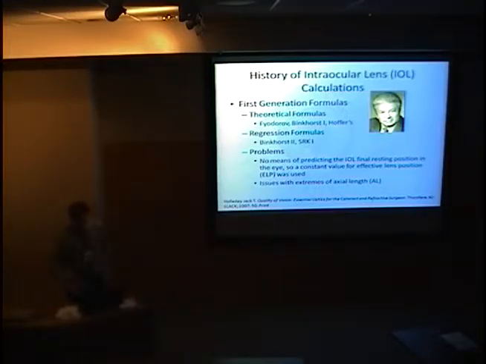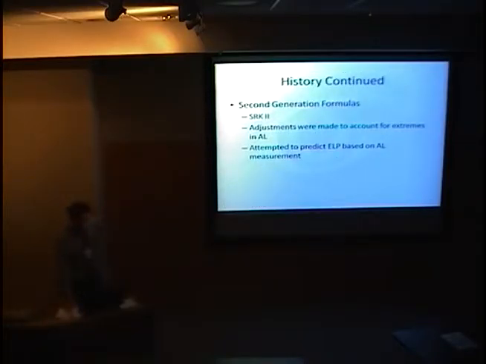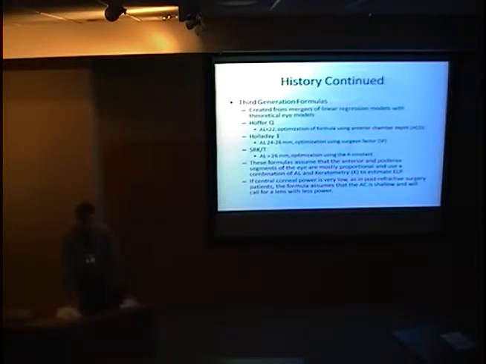But some of the issues with these first generation formulas is there was no means of predicting the IOL final resting position in the eye. So a constant value is used for this, for the effective lens position. And these also had issues with extremes of axial length. The second generation formulas, like the SRK2, made adjustments to try to account for extremes in axial length. And they also attempted to predict the effective lens position based on axial length measurements. And the third generation formulas came out later, and they were created from mergers of the linear regression models with theoretical eye models.